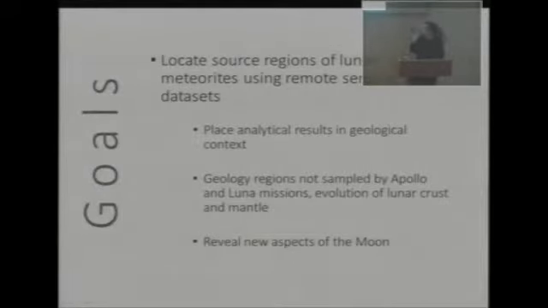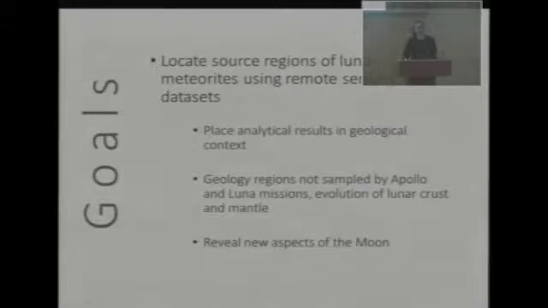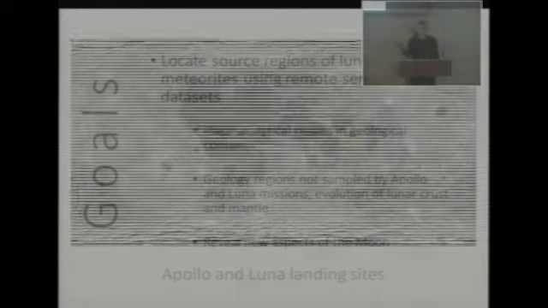Why? Because all the samples that we have from the moon came from Apollo and Lunar missions, and they are from a really restricted area. There are many other samples that are different, or came from other parts, and they can give us information about the origin and the evolution of the moon. They can also reveal new aspects of the moon that are unknown until now.